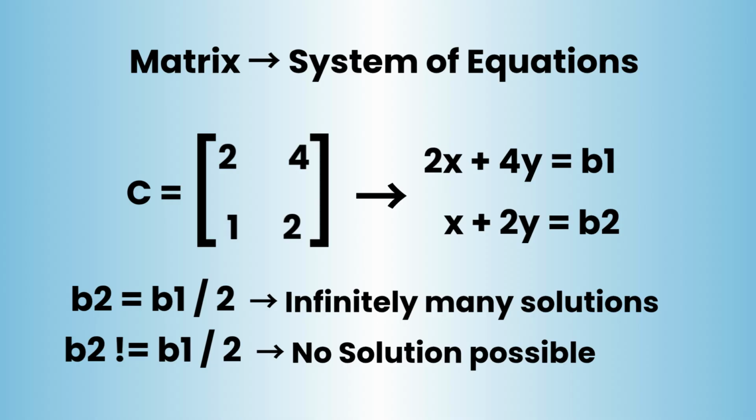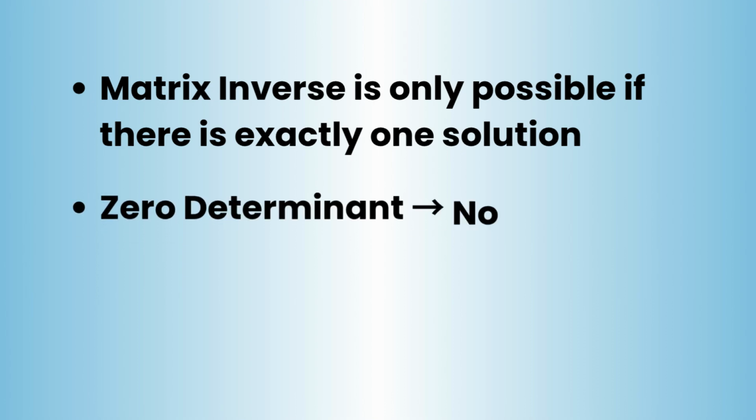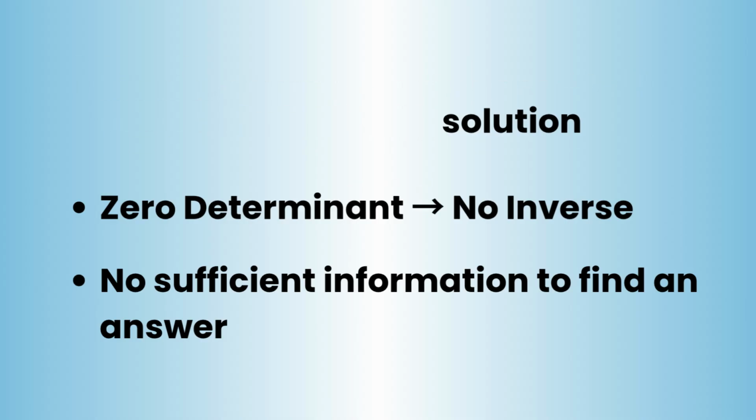Either way, there is no single unique x that maps back to a given b, and an inverse only exists if every b has exactly one x. That's the actual reason a zero determinant means no inverse. Linear dependence means you don't have enough independent information to pin down a unique answer. This extends to bigger matrices too.